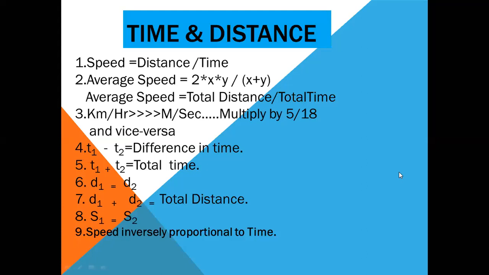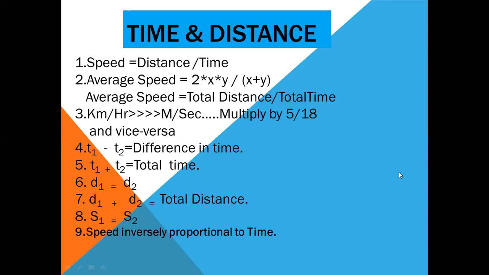But if you think that going from home to university the speed was 60 km per hour, and while coming back the speed was 40 km per hour, so the answer should be 60 plus 40, 100, upon 2, 50 km per hour, then you are wrong. Whenever distance is assumed to be the same, we have to use this formula to find average speed: 2 multiplied by first speed multiplied by second speed divided by the total of the first two speeds.